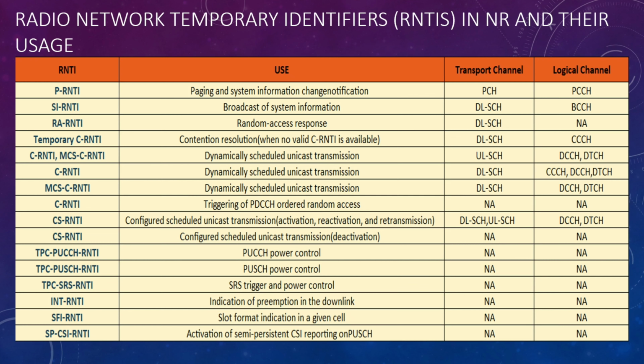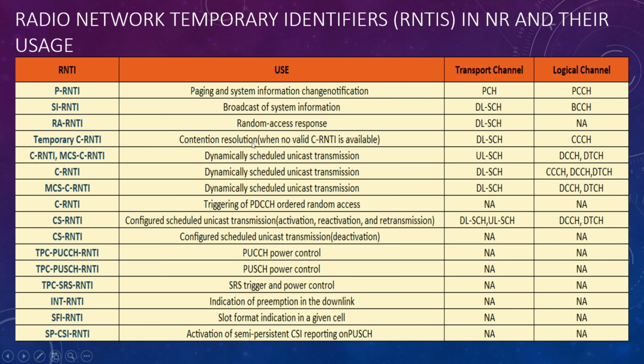We can see there is some mapping of these RNTIs with their uses, their transport channel and the logical channel, how actually they are mapped. So we can see P-RNTI. The use of P-RNTI is paging and the system information change notification. The transport channel that is used is PCH, logical channel PCCH. In the same way, SI-RNTI is for broadcast of the system information. The transport channel that is used is downlink SCH, and the logical channel that is used is BCCH.